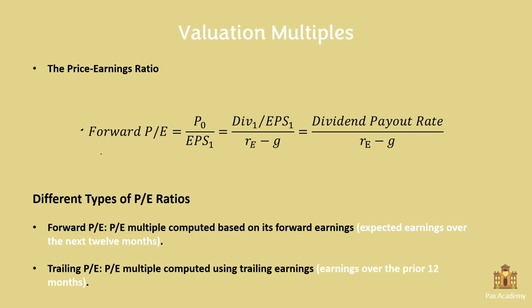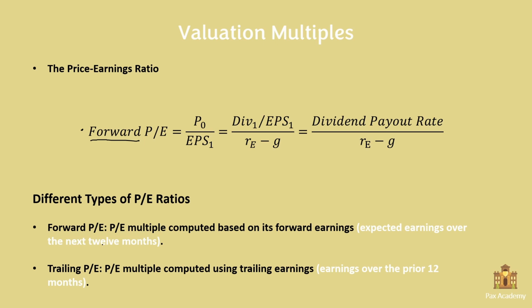Now, just in case you're confused about what forward means, this clarifies it. So here we can see different types of PE ratios. First, we have the forward PE. So the forward PE is the PE multiple computed based on its forward earnings. So earnings expected over the next 12 months.